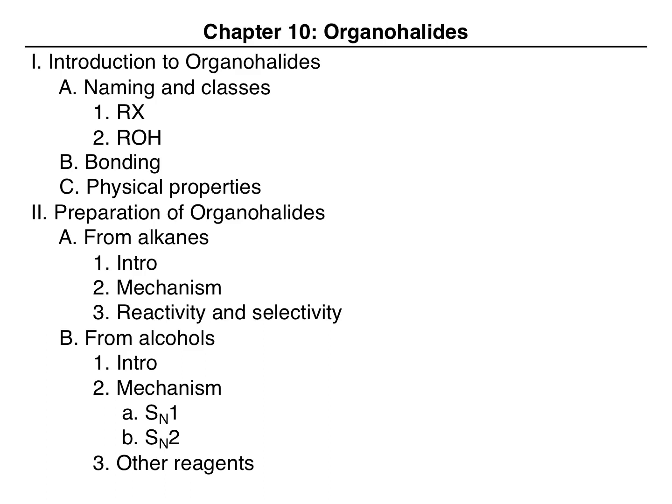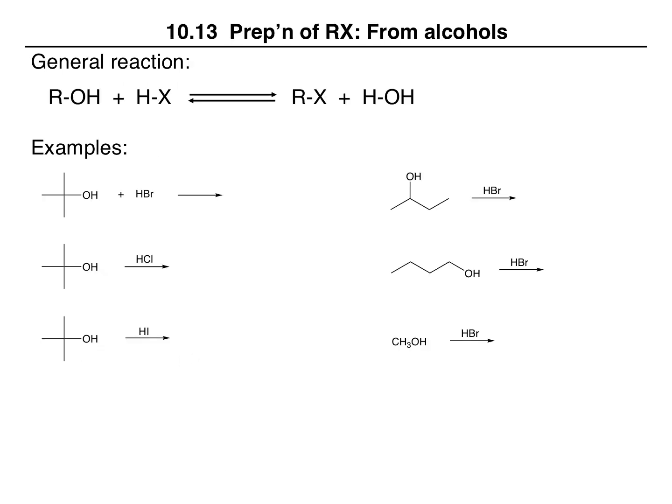In this video, we will continue to look at the preparation of organohalides, focusing on how they can be prepared from alcohols. To convert alcohols to alkyl halides, a general reaction involves treatment of the alcohol with HX, which can be called a hydrogen halide or a hydrohalic acid or just HX, and the product will be an alkyl halide with water as a byproduct.